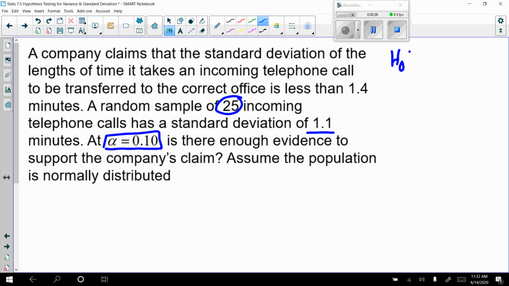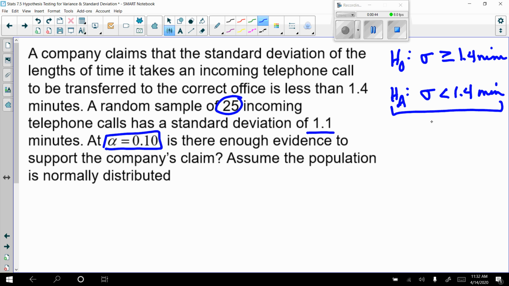The claim is that the standard deviation is less than 1.4 minutes. That means the null hypothesis is greater than or equal to 1.4 minutes, which would be normal. So this is what we're trying to show. We know n is 25. We know our alpha is 0.10, and we know s is equal to 1.1.